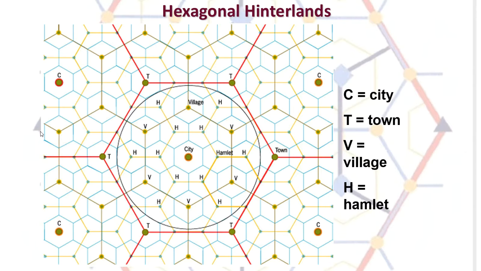Let's take a look at the actual hexagon. This is the genius of Christaller. Now, it's a model. It's not perfect like this ever. But he says if you look at the very center, it's going to be the city. The city's going to be your big metropolitan area, a lot of people.